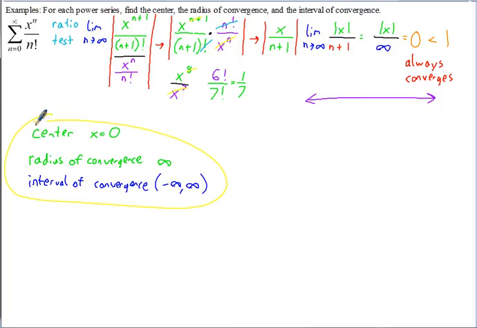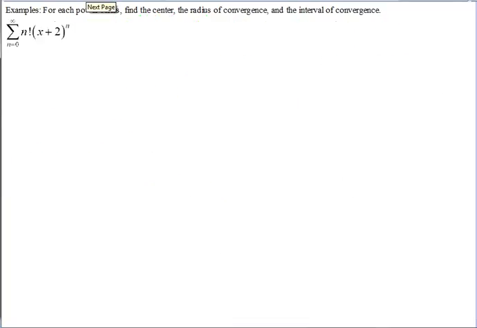Okay, let's take a look at another example. So on this one again, let's use our ratio test. So the limit as n approaches infinity of the absolute value of a sub n plus 1, so we substitute n plus 1 wherever there's an n. So n plus 1 factorial, that's x plus 2 to the n plus 1, divided by a sub n as it is, so n factorial times x plus 2 to the n.